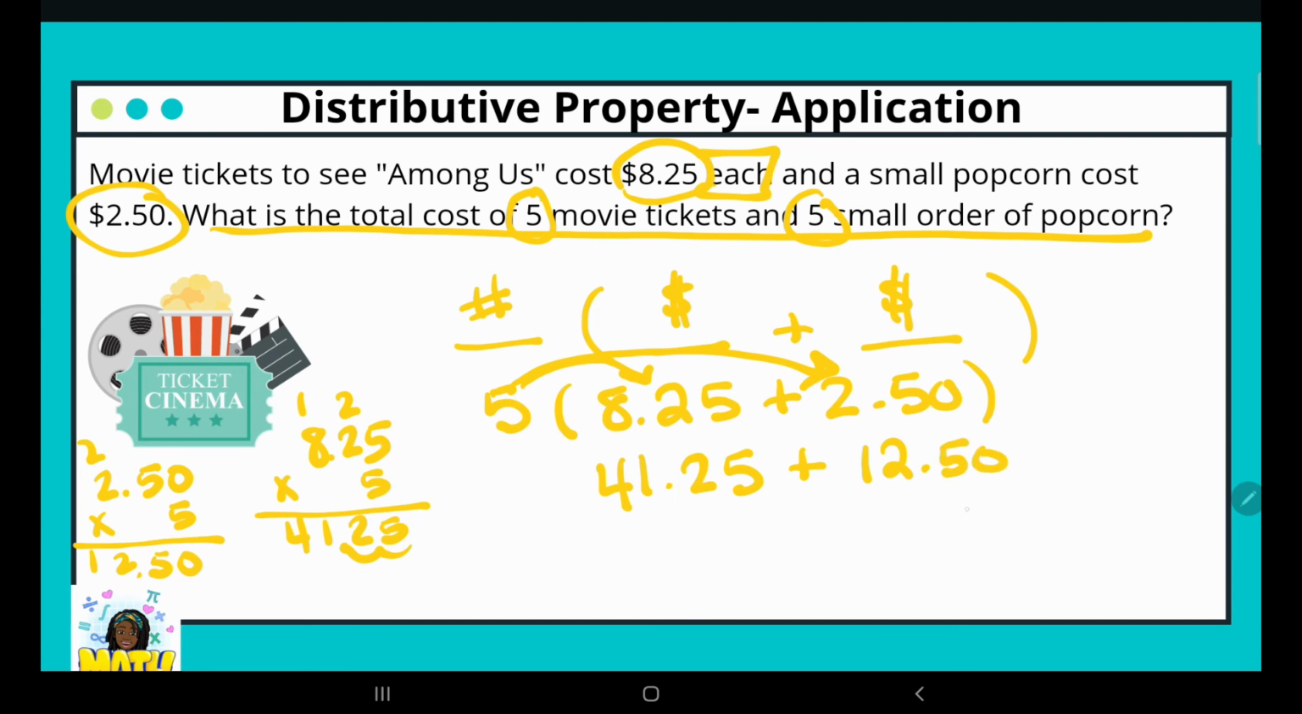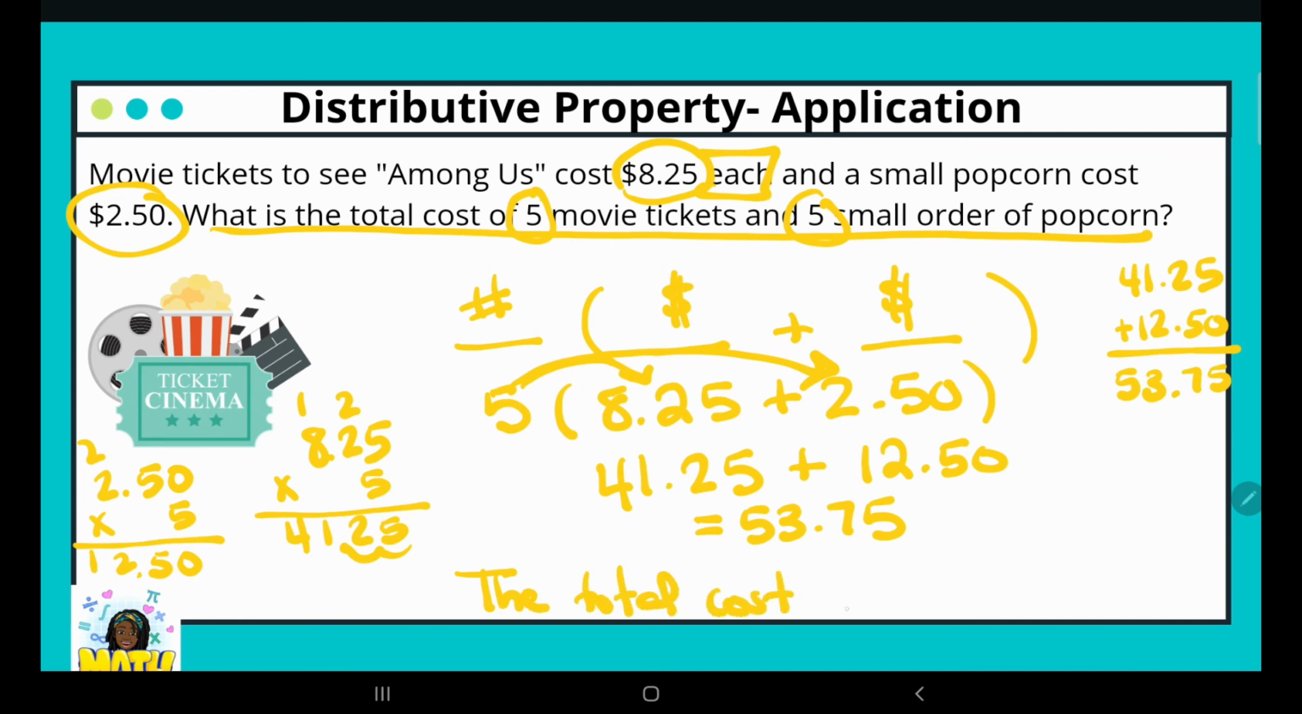Okay, now I'm going to go ahead and add these two amounts. So I have $41.25 plus $12.50. 5 plus 0 is 5. 2 plus 5 is 7. 1 plus 2 is 3. 4 plus 1 is 5. So the total amount here is $53.75. So we'll say the total cost is $53.75.